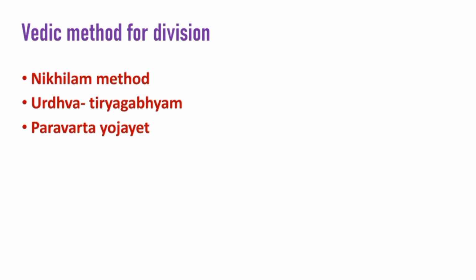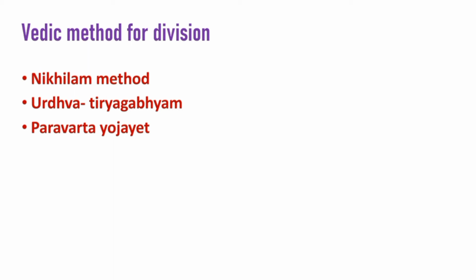First method is known as Nikhilam method. Second one is Urdhva Tiryagabhyam, and third one is Paravarta Yojayate. These are the names in Sanskrit. You don't need to worry. How to do that is more important rather than remembering the names. So you don't need to worry about the names, okay?